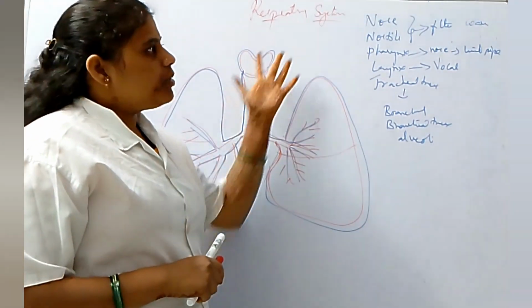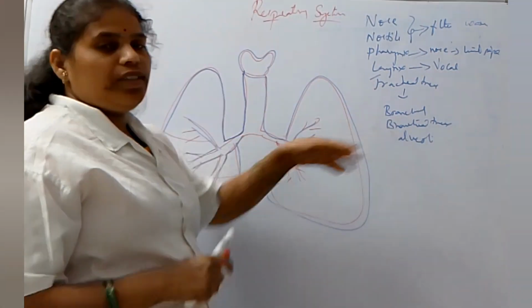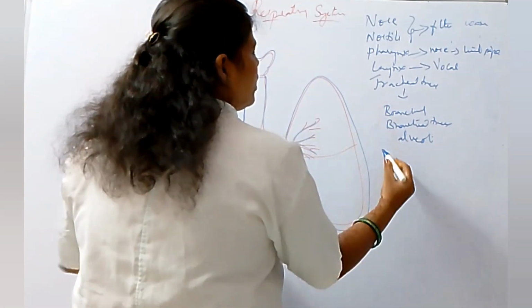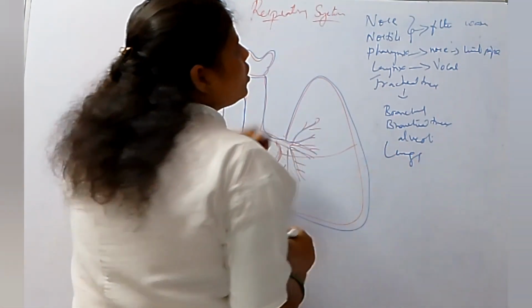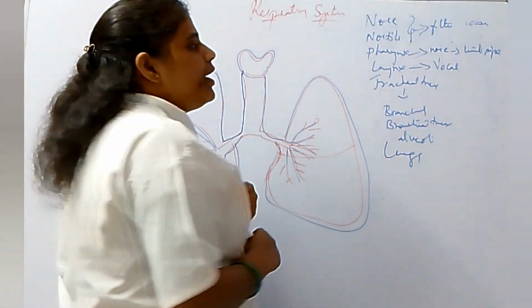Today we'll discuss the respiratory system. The respiratory system includes these parts: nose, nostril, pharynx, tracheal tree, and lastly the lungs. The nose and nostrils filter the air and keep it warm.